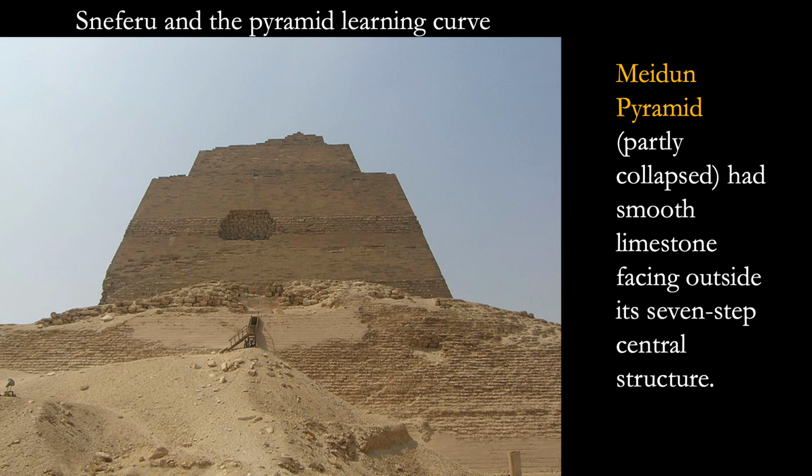There was a process. Sneferu, for instance, I sort of mentioned it here, went through 3 different pyramids in attempting to perfect the process. This is known as the Meidum Pyramid. It fell down. There was a 7-step central structure, a mastaba step pyramid, and then the outside was faced with smooth limestone. And in the process, it sort of collapsed and didn't work out very well. It didn't work. So Sneferu tries again.